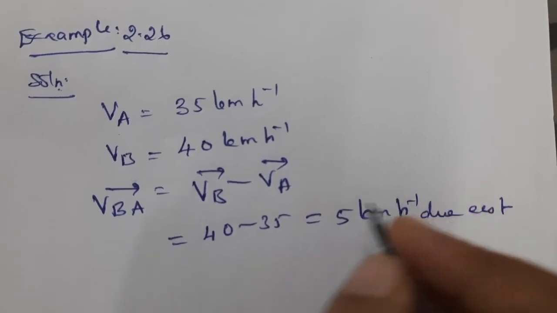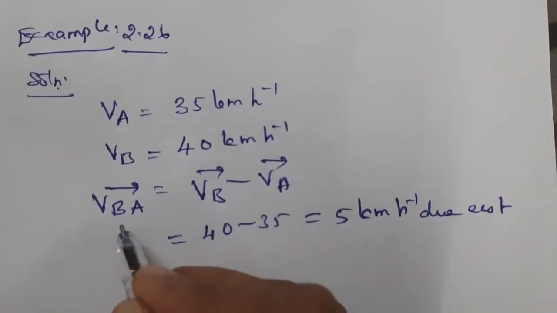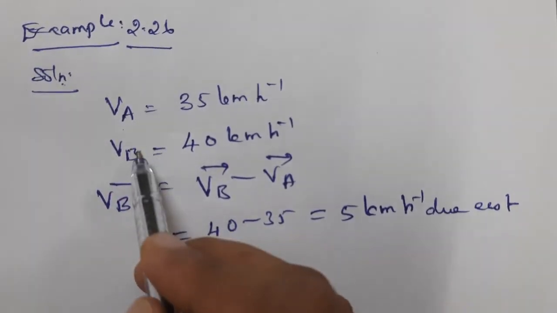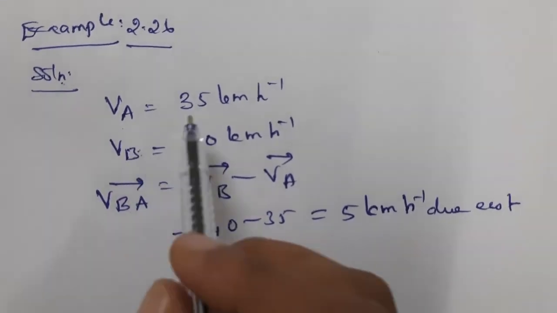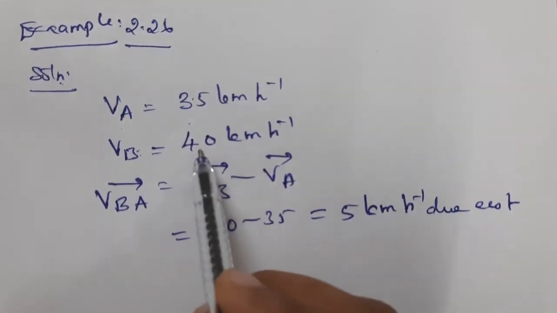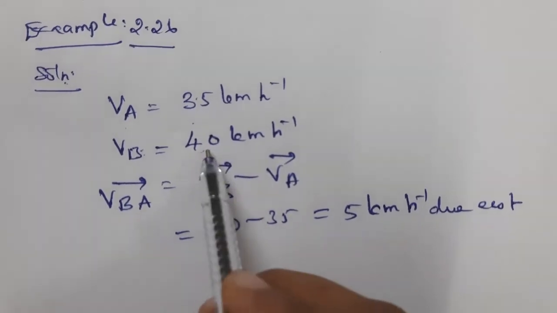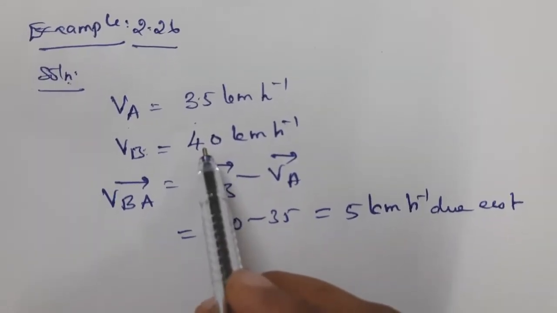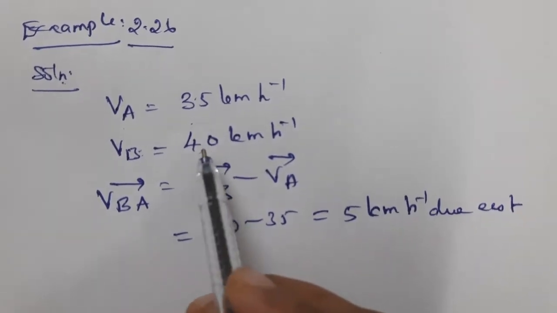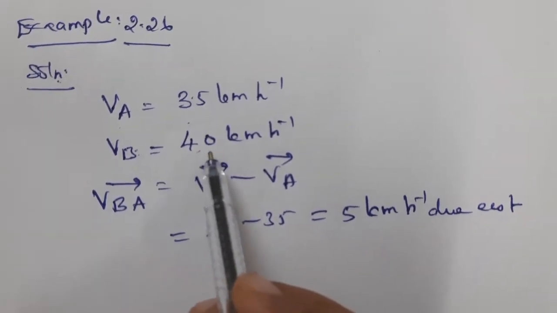Similarly, we can write relative velocity of A with respect to B, VAB. VAB means VA minus VB. What is VA minus VB? That is 35 minus 40. That is minus 5. Minus 5 means we can write 5 km per hour due west.